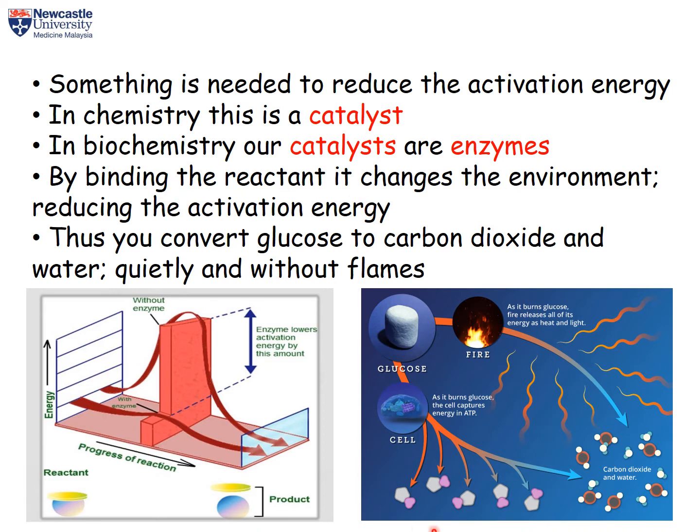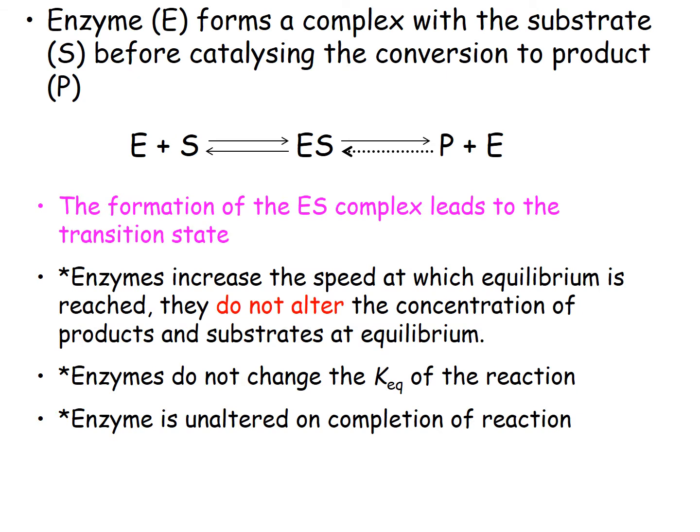Thus, you can now convert glucose into carbon dioxide and water quietly, without flame, but just using enzymes. Because now you have a much lower activation energy, your body temperature of 37 degrees Celsius is sufficient to kickstart the reaction. But how does an enzyme work? In order for an enzyme to function, it needs to form a complex with the substrate molecule before it can turn substrate into product molecules. And the formation of this ES complex leads to the transition state.